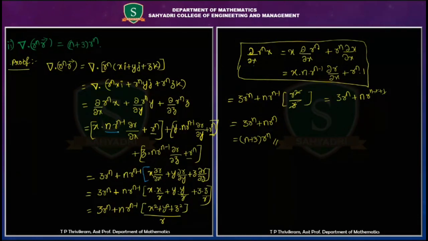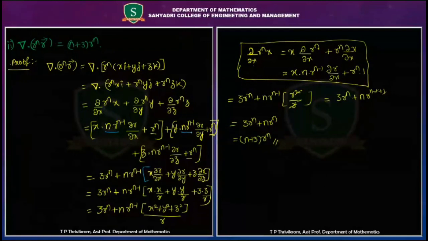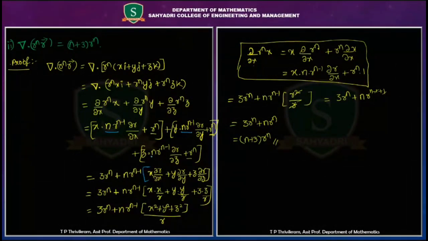Here n·r^(n-1) is there, correct? Here also n·r^(n-1) is there, correct? Here also. So I have taken n·r^(n-1) common. Now what else remains in this term? This and this: x·∂r/∂x. So that only I have written here. Next, y·∂r/∂y, and similarly z·∂r/∂z. And here r^n, r^n, r^n, total 3r^n. Fine?